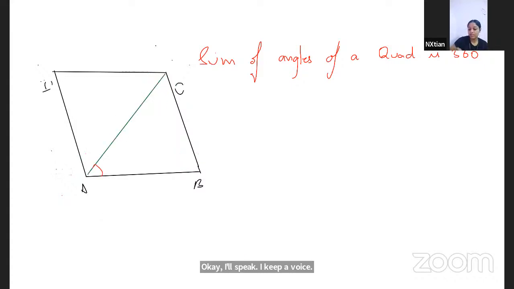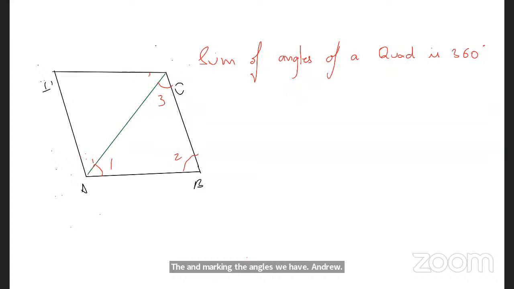Right. So we divided this quadrilateral into 2 parts, that is, we got 2 triangles. In both of the triangles, we are marking the angles. We have angles 1, 2, and 3, and the other one we'll mark angles 4, 5, and 6. This is 4, 5, 6.